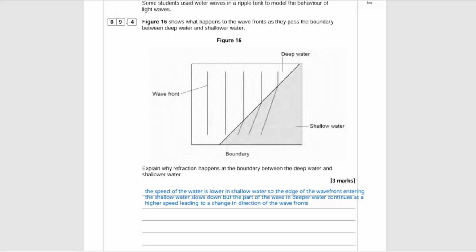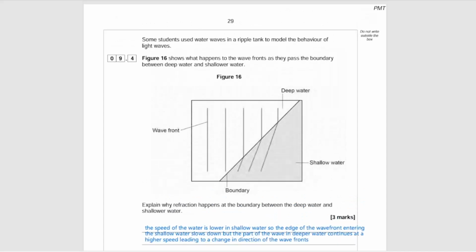Now 9.4. Some students used water waves in a Whipple tank to model the behavior of light waves. Figure 16 shows what happens to the wave fronts as they pass the boundary between deep water and shallower water. Explain why refraction happens at the boundary between deep water and shallow water. The speed of the water is lower in shallow water, so the edge of the wave front entering the shallow water slows down, but the part of the wave in deeper water continues at a higher speed, leading to a change in direction of the wave fronts.